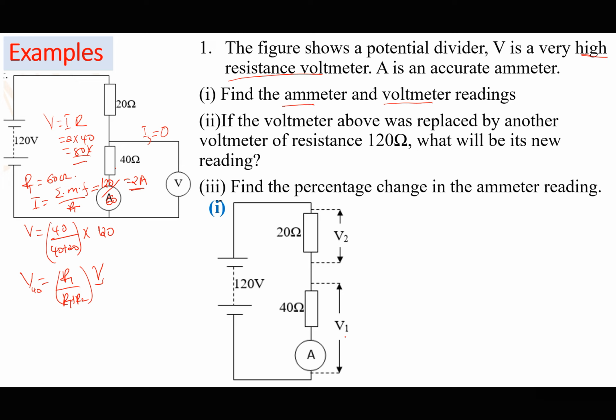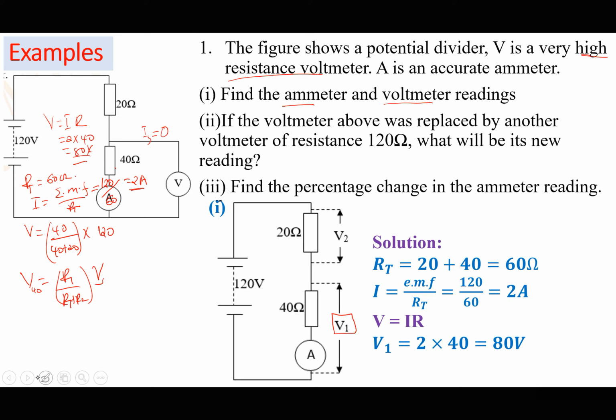The voltmeter reading is going to be V1 because the voltmeter is connected across that point. In our solution, we have seen the total resistance is 60. The current is the e.m.f over total resistance, and I could just use V equals I times R to find the reading of the voltmeter. So this is the ammeter reading, and this is the voltmeter reading. But I said you could use the potential divider formula to find the voltmeter reading.